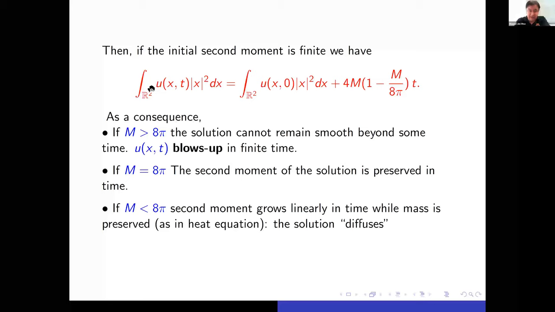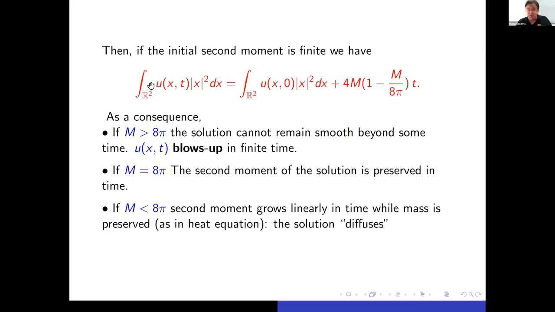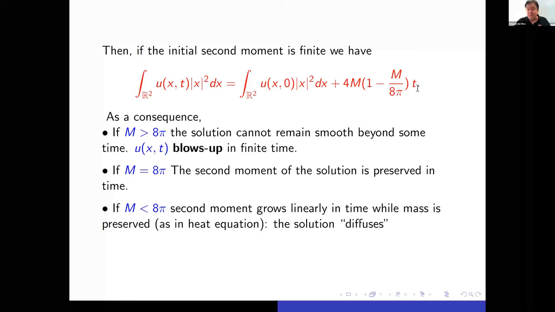If you let t be sufficiently large, then the right-hand side here becomes negative, right? However, the left-hand side is positive, it is always a nonnegative quantity. So that is, of course, a contradiction if you take time t sufficiently large, which means simply that the solution couldn't exist or couldn't be defined at all for sufficiently long times.